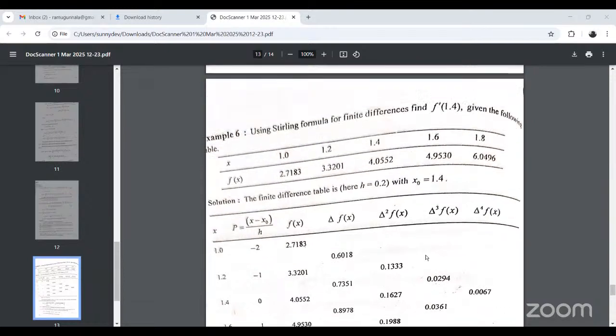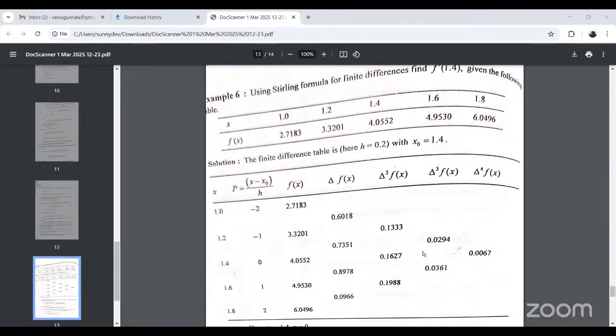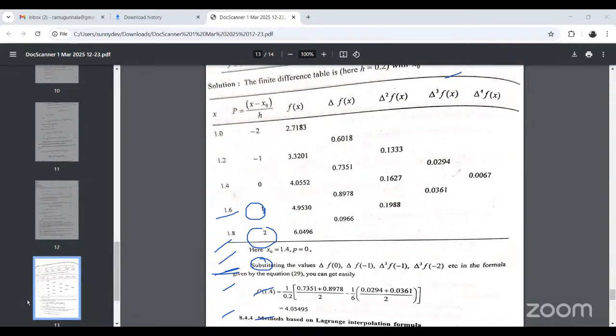So for in-between values, remember one thing. This is important: using Stirling formula. Using Stirling formula for finite differentiation, find f dash of 1.4 from the given table. Okay, so this has 1.0, 1.2, 1.4, 1.6, 1.8, that is -2, -1, 0. They're asking for 1.4, no, so we take the nearest as 0, and this is 1, and this is 2. So this is equal interval.